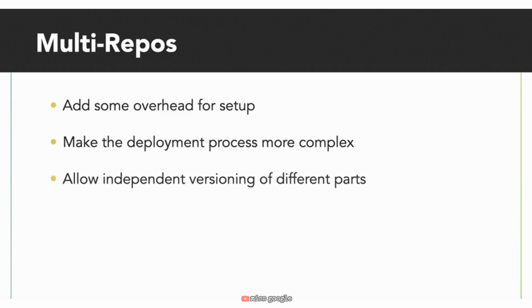And this is what's referred to as independent versioning of different parts, right? So you can have version 1 of the homepage, you can have version 3 of the products page, you can have version 2 of the checkout flow, etc.